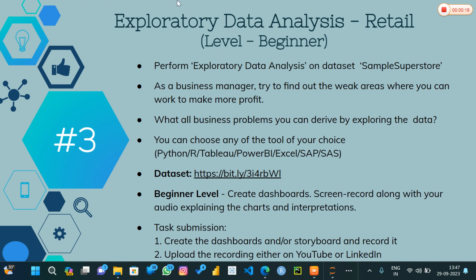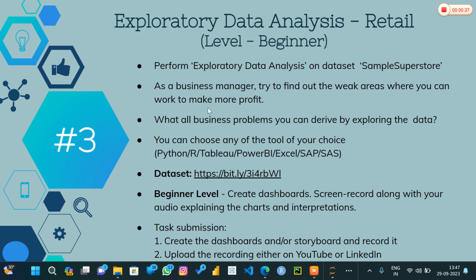Now let's see the task we have been given by the Griff Foundation. This is the third task in the business and data analysis domain. The task name is Exploratory Data Analysis Retail. Now this level is beginner.